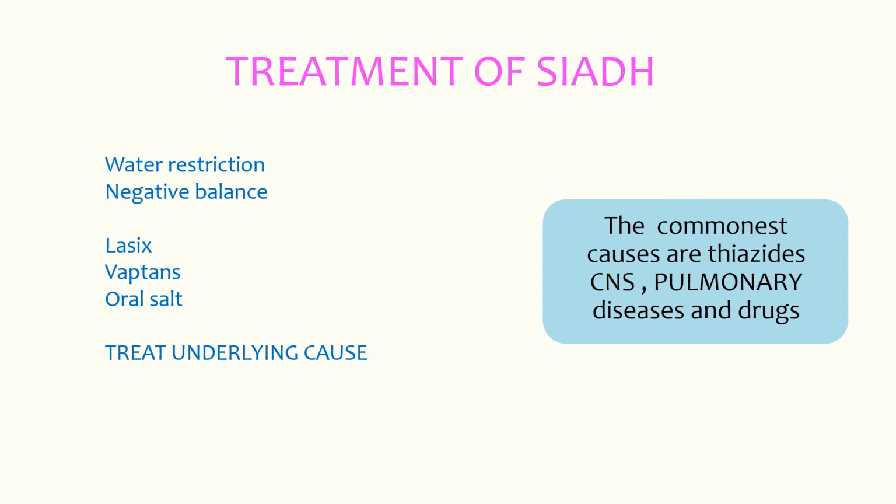But what is the treatment of SIADH in general? You have to achieve water restriction and negative fluid balance. And you can use some Lasix, you can use Vaptans. Vaptans cannot be used for more than 3 months, and when you give them you have to be very careful because sometimes they cause intense water diuresis and a jump in the serum sodium.